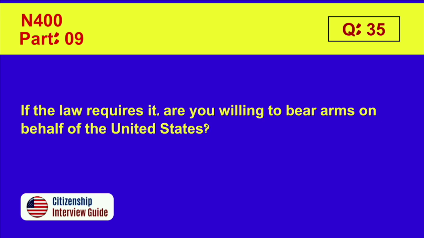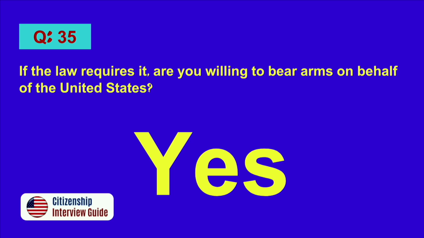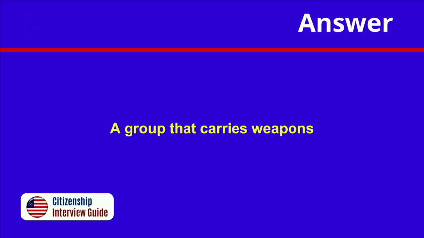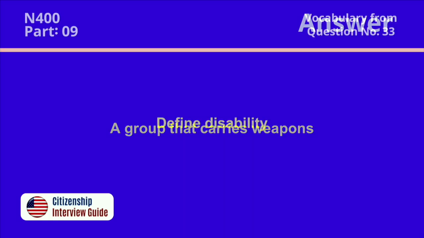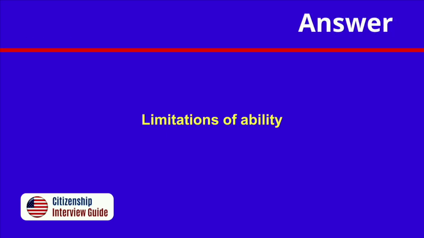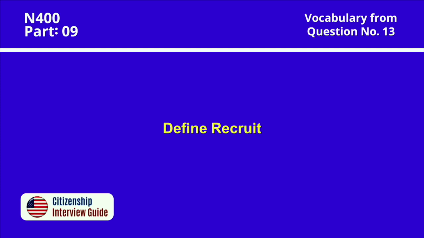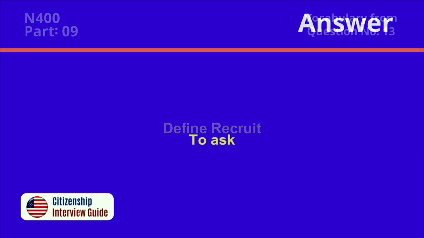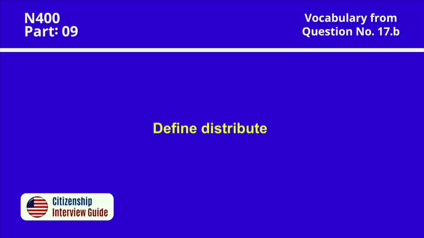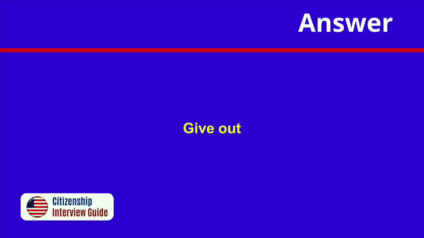If the law requires it, are you willing to bear arms on behalf of the United States? Yes. What is armed group? A group that carries weapons. Define disability. Limitations of ability. Define recruit. To ask. Define distribute. Give out.